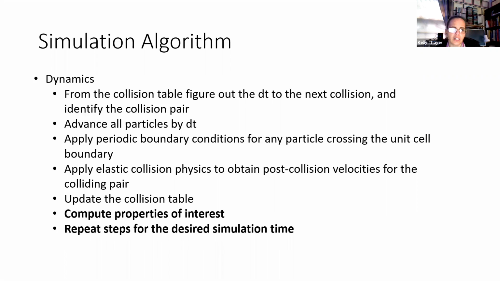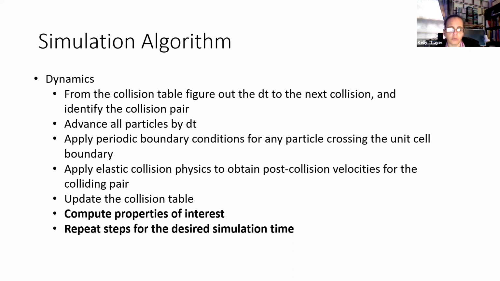Then we get to the dynamics. From the collision table, we want to figure out the dt to the next collision. So it's basically the same thing, right? We repeat the same thing, except that we're going to compute the properties of interest, which may now be different since we're in dynamics and we're not waiting for the equilibration to occur. So we don't need to keep calculating the equilibration parameters.